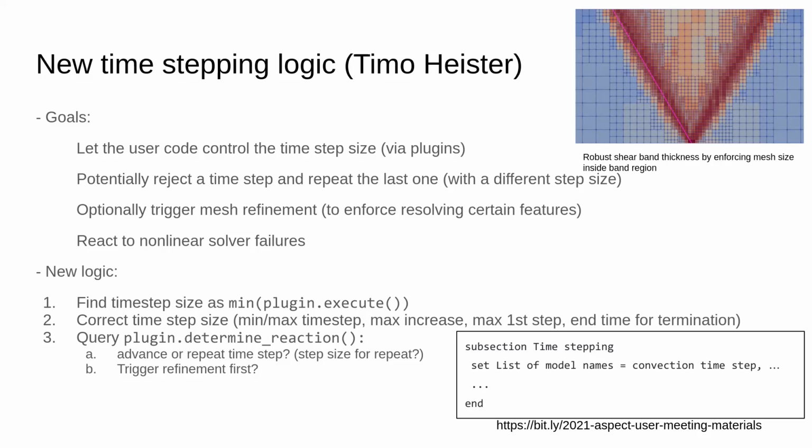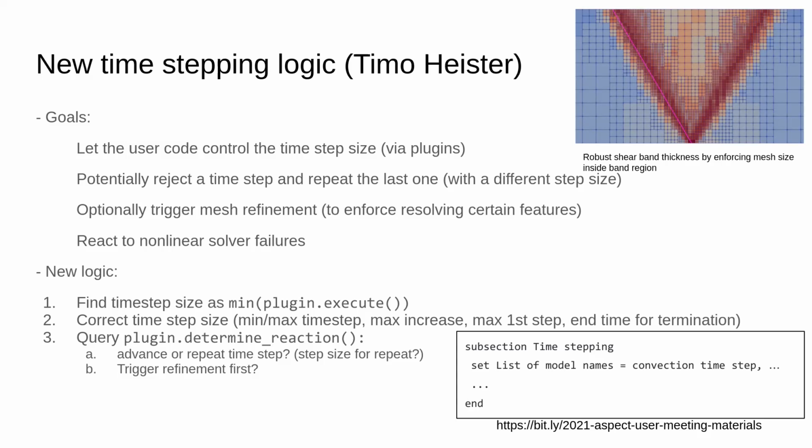A second goal was that some people wanted to potentially reject a time step and repeat the last one that we just executed based on some criteria. So for example, you need to resolve a certain feature in time and you only know after solving exactly whether you did resolve this or not. The third thing that ties into this is that I want to be able to trigger mesh refinement due to certain events when I want to resolve something, and then also combine this with potentially rejecting a time step.